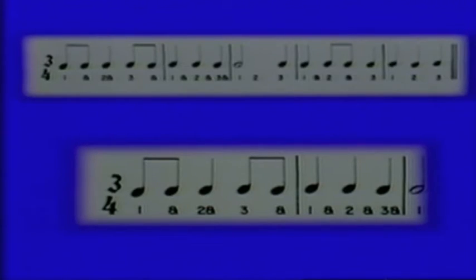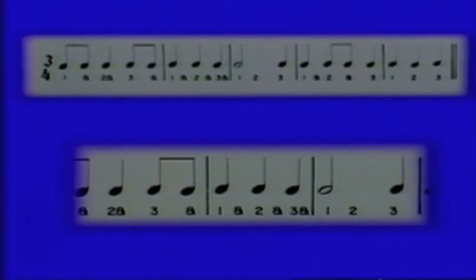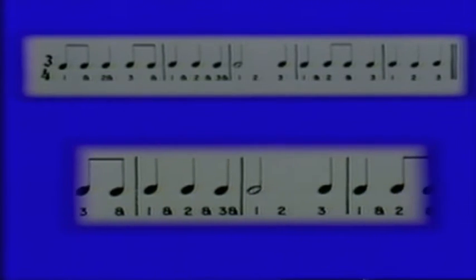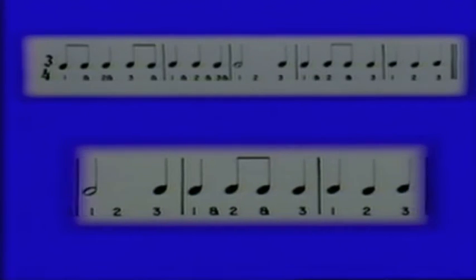The next example in 3/4 time. 1, 2, 3. 1 and 2, 3 and 1, 2, 3. 1, 2, 3. 1, 2 and 3.